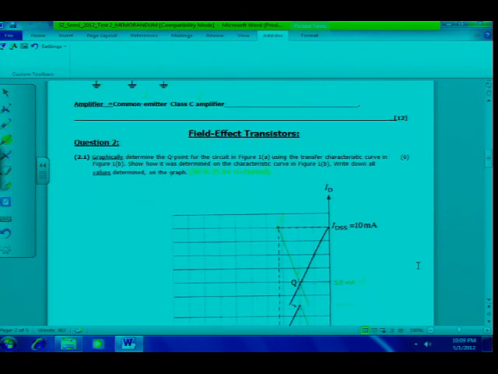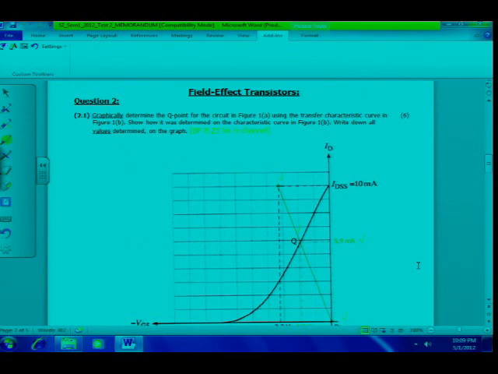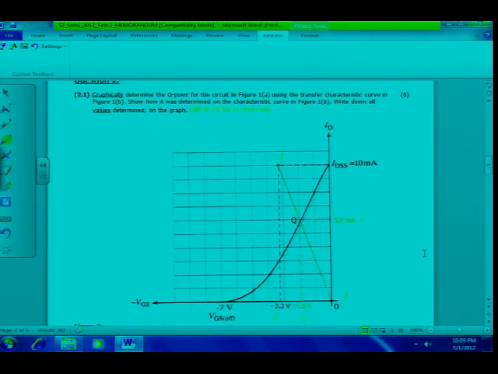Alright, the following chapter that you wrote about was the field effect transistors. Question number 2.1, graphically determine the Q point for the circuit in figure 1A using the transfer characteristic curve in figure 1b. Show how it was determined in the characteristic curve in figure 1b. Remember I told you when we discussed this during the semester that you have to show me with the broken lines how you determined these values and also write in the values, so the marks will be given accordingly.